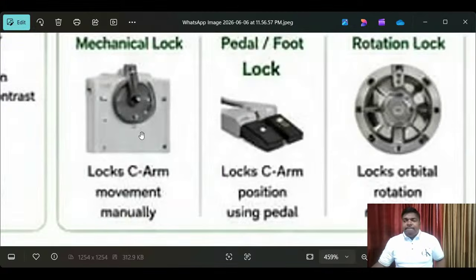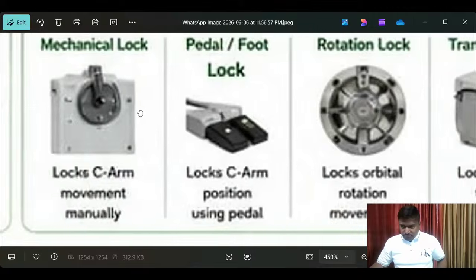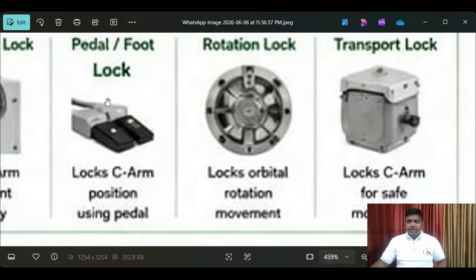Okay. So, mechanical locks, see here. Lock the C-arm and movement manually. This is very, very important, because the lock is very important. If old equipment gets a complaint in this way, then you have to repair everything. If it is not possible to repair, then you have to recommend replacing this spare part. Don't neglect. Next point here, pedal or foot switch.